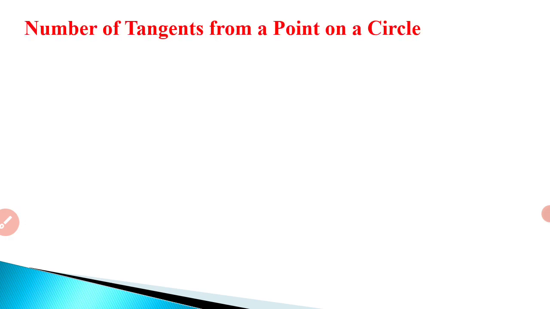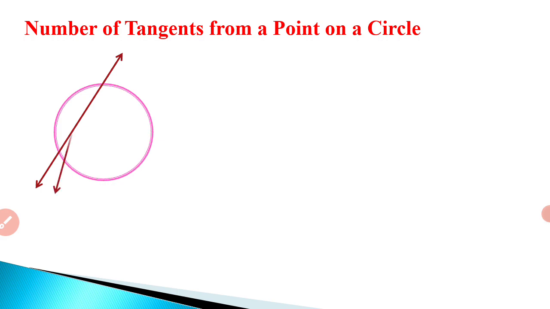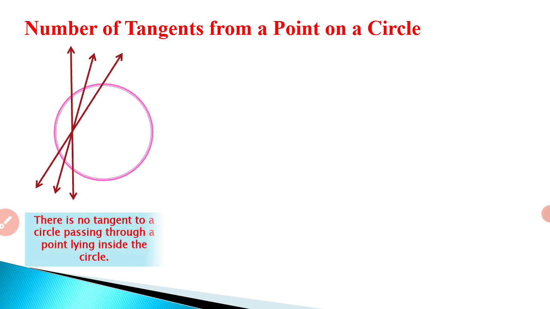Let us know about the number of tangents from a point to a circle. Here I have a circle and I am drawing various lines through a point which is inside the circle. If I do so, I get a lot of lines, but they all are secants. So I conclude that there is no tangent to a circle passing through a point lying inside the circle.